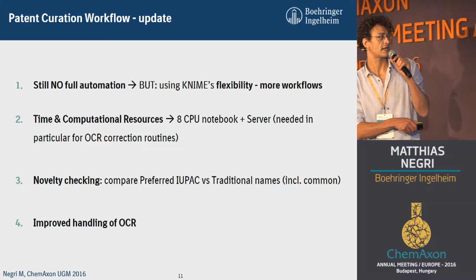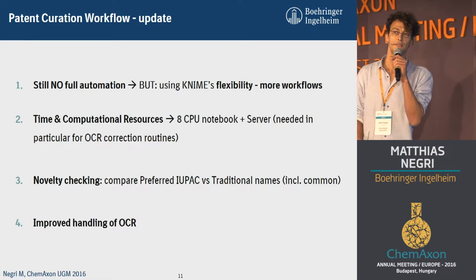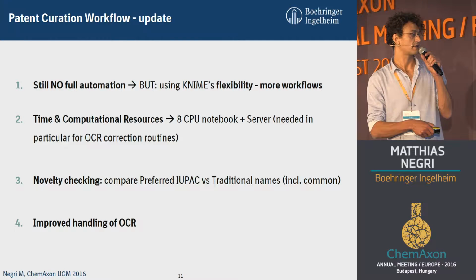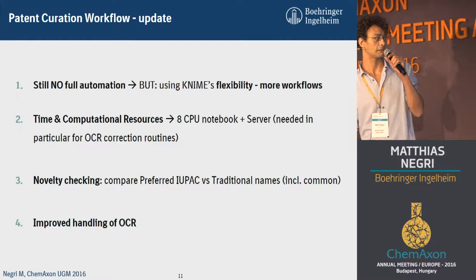We have a novelty checking where we now try to compare preferred IUPAC name and traditional names. Once they're the same, usually this is a new compound. And we have an improved handling of OCR errors within the documents, which is usually a killing point.